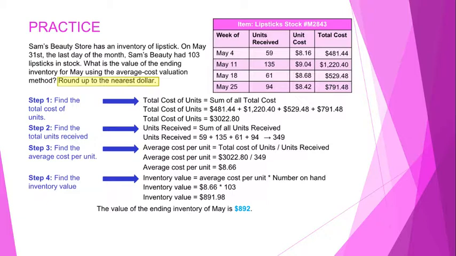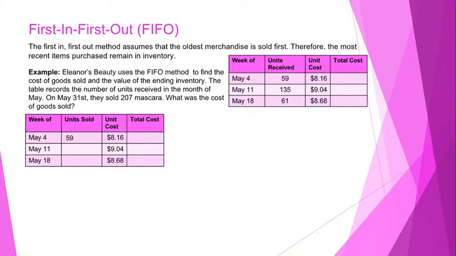On May 31st, they sold 207 mascara. What was the cost of goods sold? So, we need to create a new table of units sold and the total cost for those. Because we're doing FIFO, first in, first out, they're going to sell the number of units that they have on May 4th. So we received 59 on May 4th, so we're going to sell 59 on May 4th. And when we multiply 59 times the unit cost, we get a total cost of $481.44.